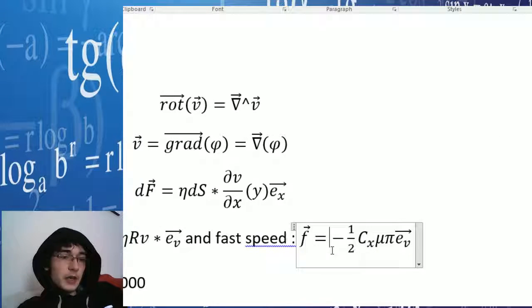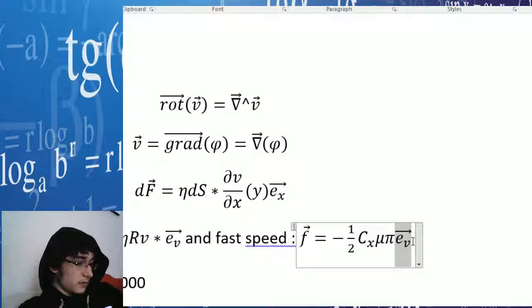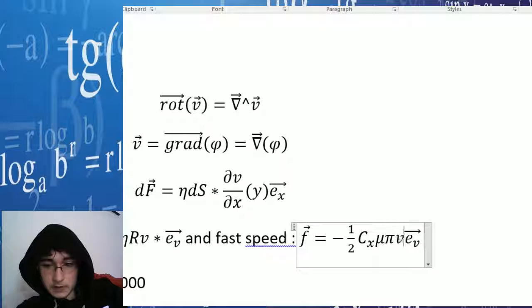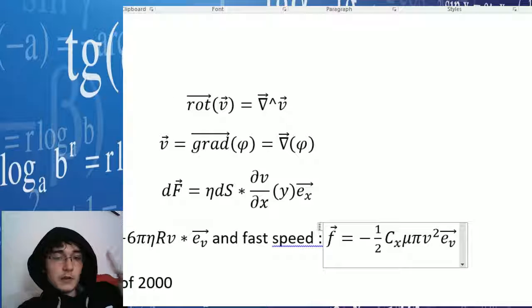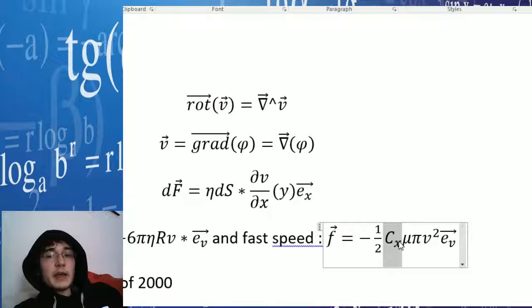And for fast speed, you have this F equals minus 1/2 of Cx mu, where mu is the volumic mass, times the direction of speed. And I think I forgot the v squared. There's the v squared. Sorry. Okay, you have it. What's Cx? Cx is just a constant that you are usually given in the exercises. It's measured by a few laboratories. It depends.